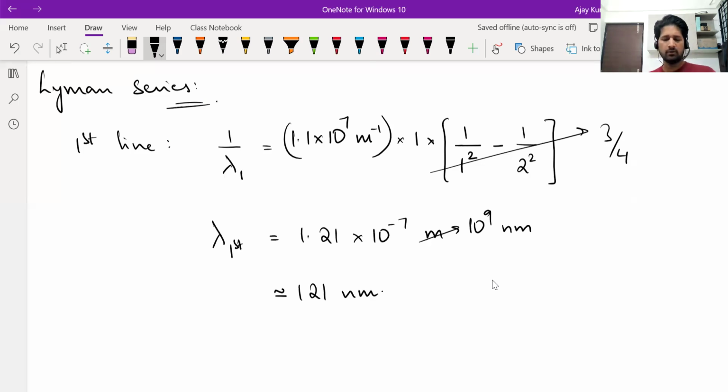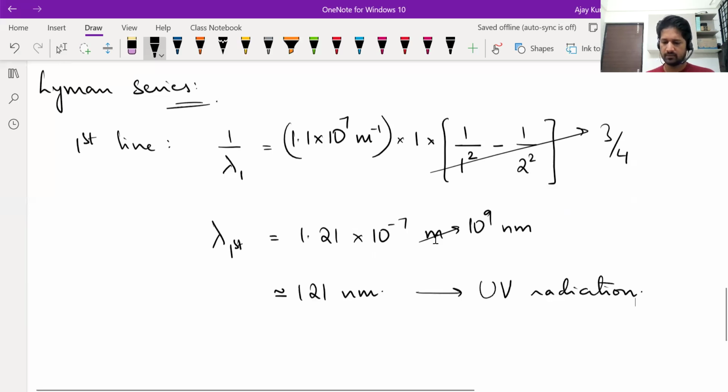And a wavelength of 121 nanometers is clearly less than 400 nanometers. Why are we bothered about 400? Wavelengths less than 400 nanometers fall in the ultraviolet region. So this is UV radiation. So the first line of the Lyman series is a UV radiation, falls in the UV range.